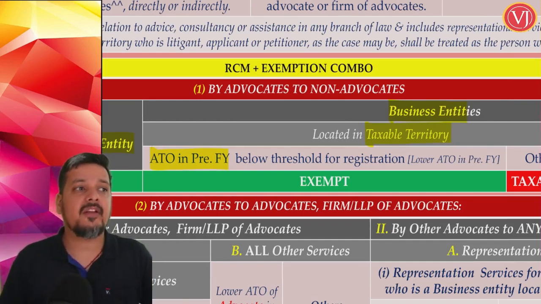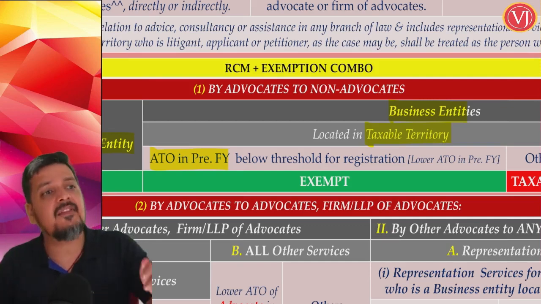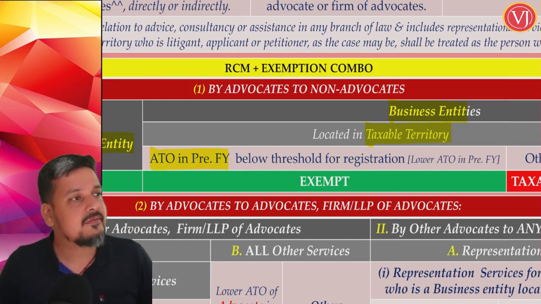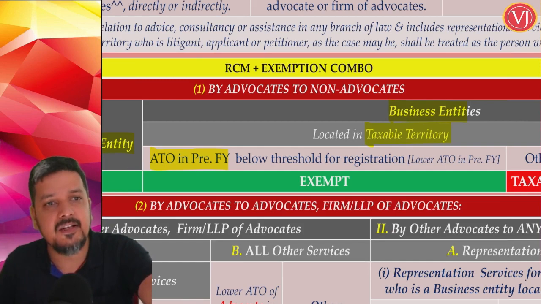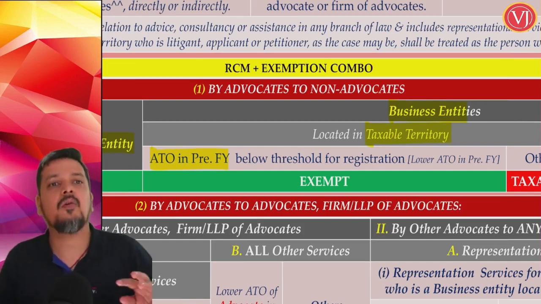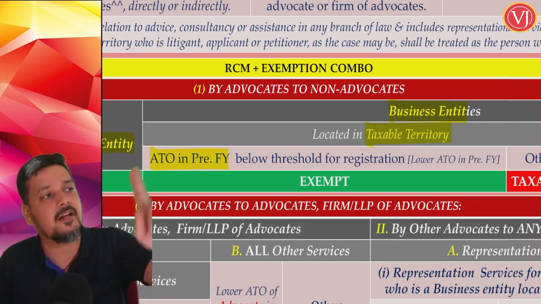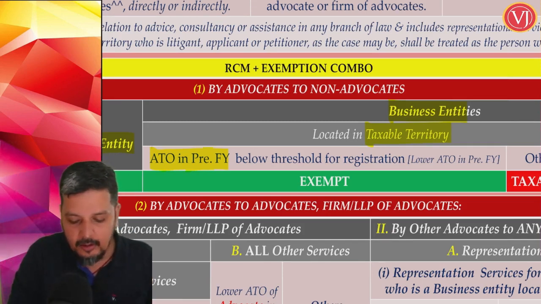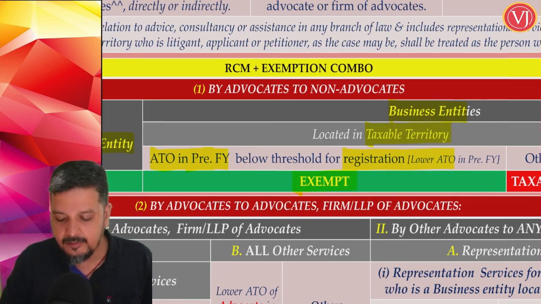Mind you, this time which aggregate turnover are we taking? The previous year. Because we are not evaluating whether that business entity is registered or not. We are seeing whether the business entity is small or big. Who is the supplier? The advocate. The advocate is seeing whether that business entity is small or big, so he cannot check the recipient's aggregate turnover in the current year. He will check that recipient's aggregate turnover in the previous year. If it is less than 40, 20, or 10 lakhs in the previous year, it is exempt.